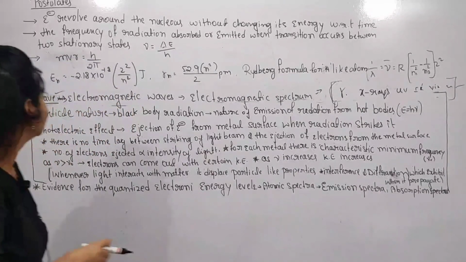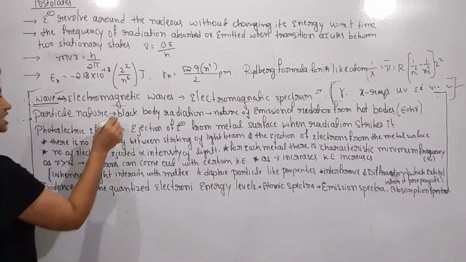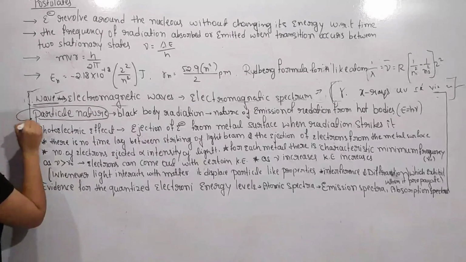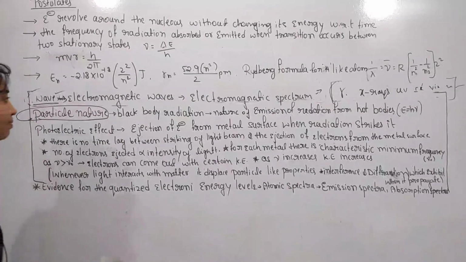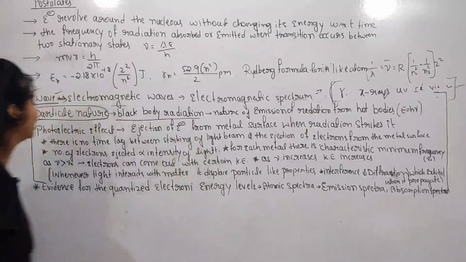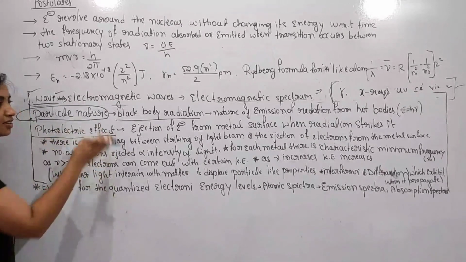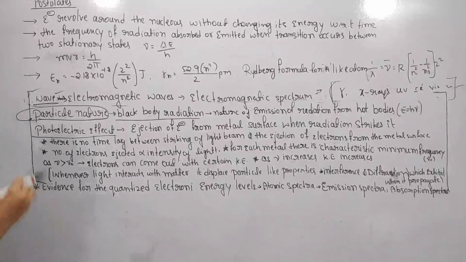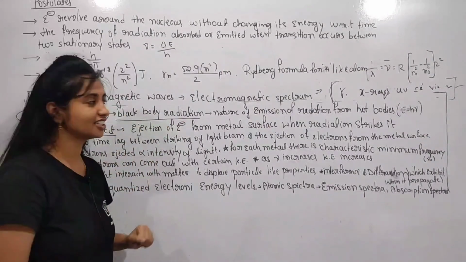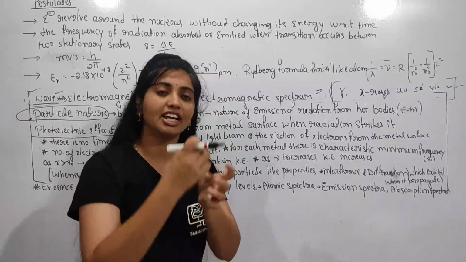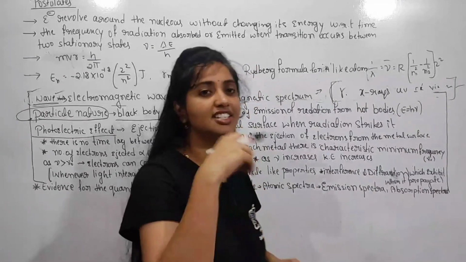And next, there are two experiments to know the particle nature of electromagnetic radiation also: black body radiation and the photoelectric effect. By observing the results of these experiments, we get more clarity about the particle nature of electromagnetic radiation. What do you mean by black body radiation here? A black body is a perfect body. It absorbs all radiation incident on it.